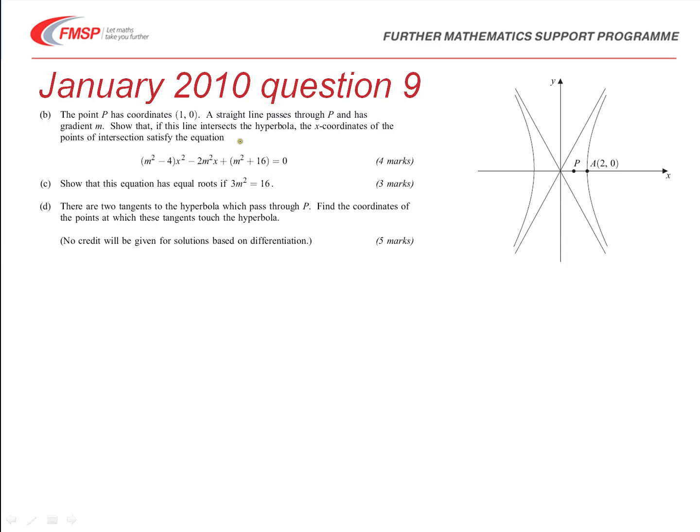Now this next part then says the point P has coordinate (1, 0), as you can see shown on the graph, and we have a straight line that passes through P with a gradient of m, and we've got to show that this line intersects the hyperbola if this particular quadratic that is given is being satisfied.